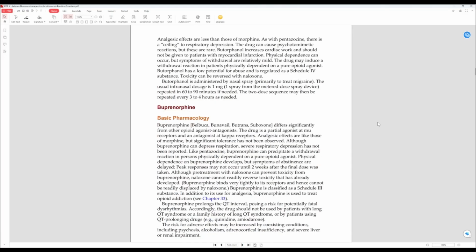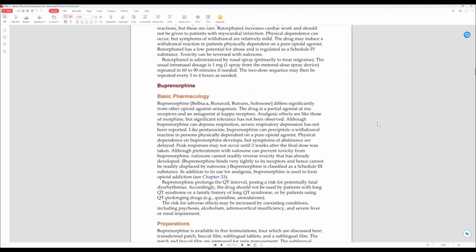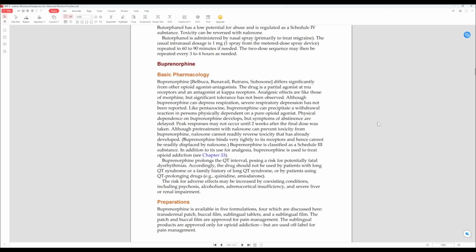It can be administered via a nasal spray, and the dosage is usually 1 milligram per spray, which can be repeated every 60 to 90 minutes as needed. The two-dose sequence may then be repeated every 3 to 4 hours. Which brings us to buprenorphine.